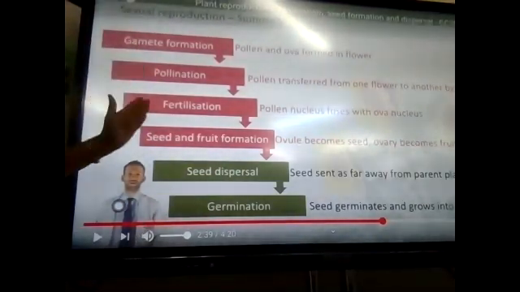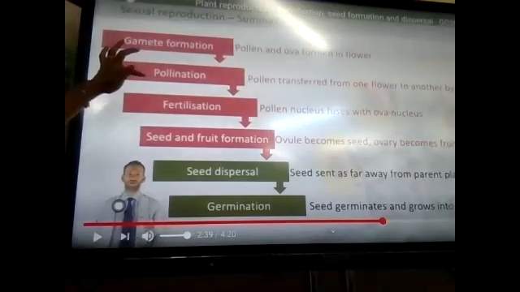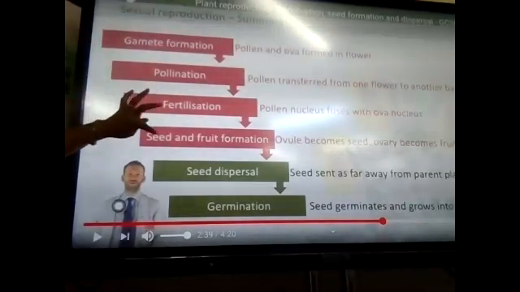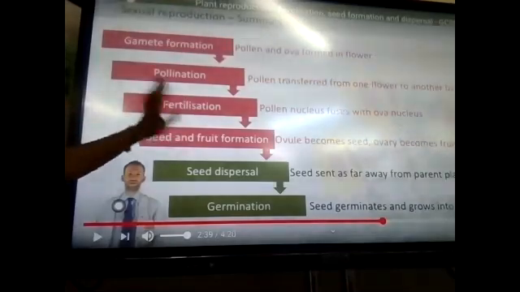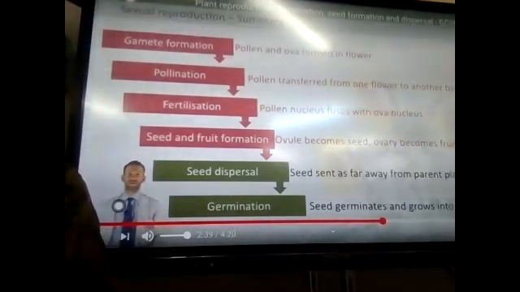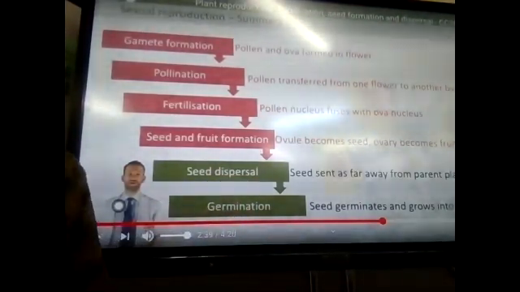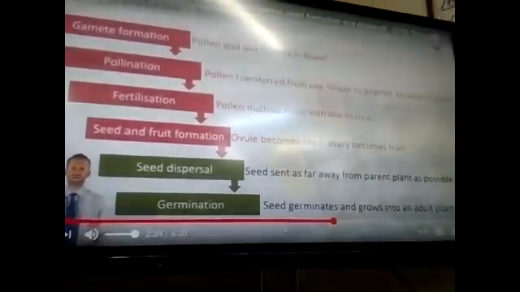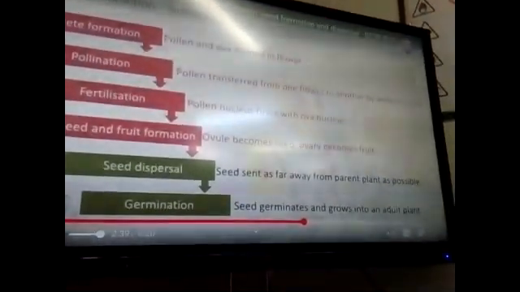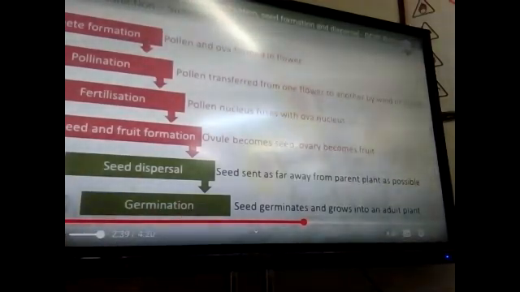Did you get all these steps? Yes. Gamete formation, after that pollination, after that fertilization, then the seed and fruit formation. Then the fifth step is seed dispersal. Do you know what dispersal is? Dispersing means spreading. It is written, seeds are sent as far away from the parent plant as possible. So they are telling us the seeds must be dispersed as far away as possible.